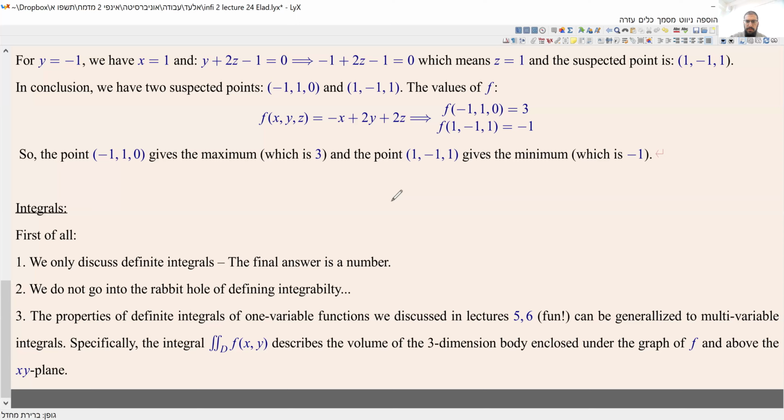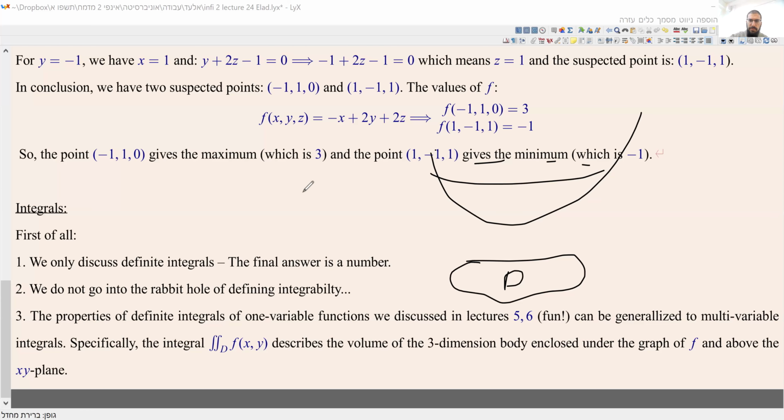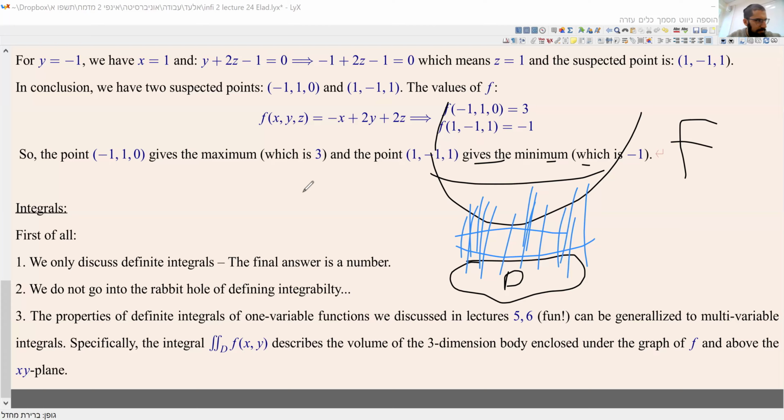For my extremely good abilities of painting, we have some domain D, and we have some graph of function f above it, something that is three-dimensional. Now we can discuss the volume of the body enclosed between the graph and the function. For example, let's say I have my phone and the domain is the table. So what is the volume of the body enclosed between the phone and the table?